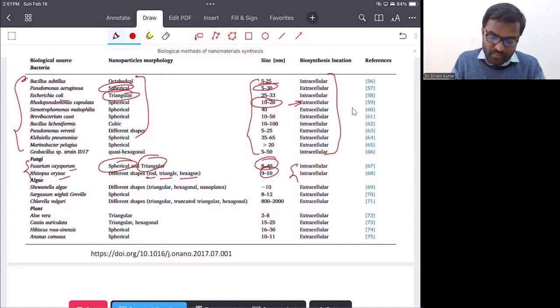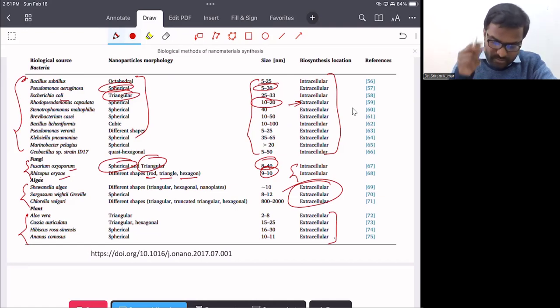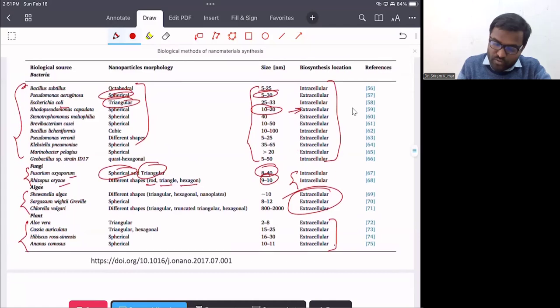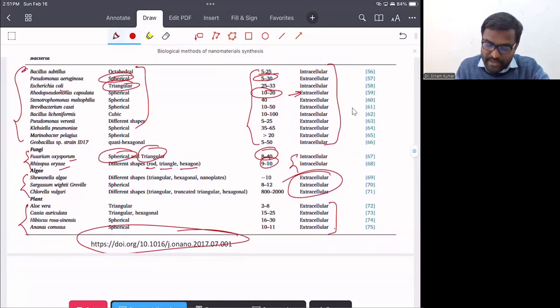So these are the things we can use if you are looking at algae. In algae, we can use the extracellular mechanism. And if you're looking at a plant source, in that case we can also use the extracellular mechanism. So in algae and plant systems, we should go for the extracellular mechanism. And for bacteria and fungi, we can use either the extracellular or the intracellular mechanism. If you are looking for more details, you should go and read in more detail about this.